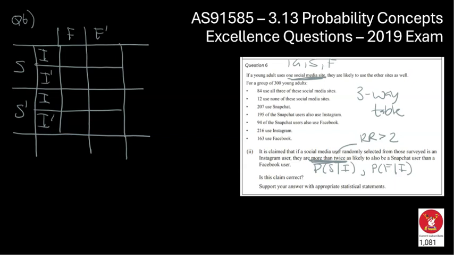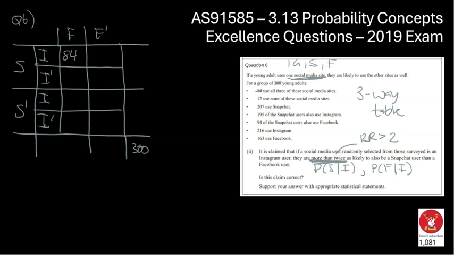So let's run through number by number, and put them in their spot. The first thing is there are 300 young adults, so that's going to be our grand total down the bottom, 300. So I've now used that bit of information. 84 use all 3 sites, so we don't need to use any coding. That's going to be up here because it's Instagram, Facebook, and Snapchat, so it's one of each. So that's 84.